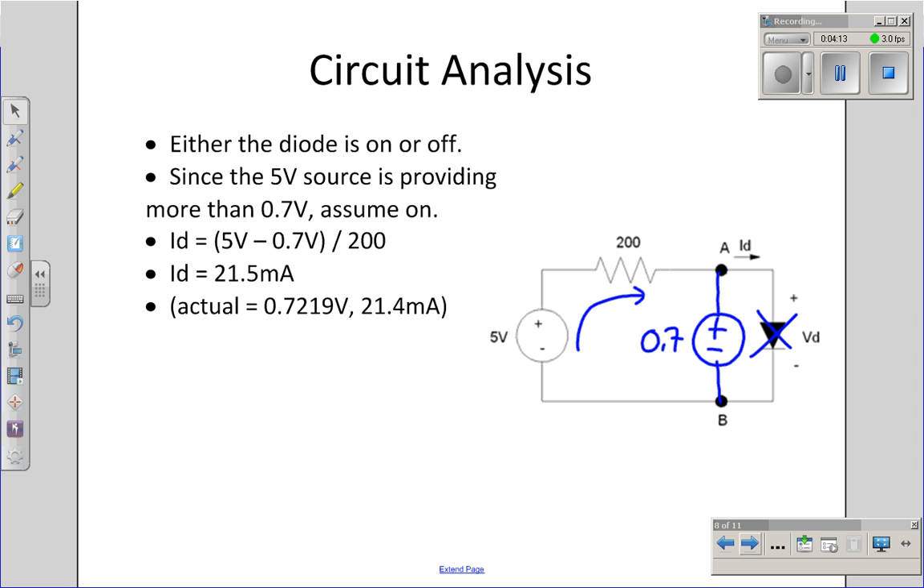I can now analyze the circuit. The current through the 200 ohm resistor will be 5 volts on one side, 0.7 volts on the other side. Current is 5 volts minus 0.7 volts over 200 ohms. The current will be 21.5 milliamps. And the voltage will, of course, be 0.7 volts. That, of course, is approximate. The actual answer is 0.7219 volts, 21.4 milliamps if you solve the nonlinear equations. As you can see, the approximation model isn't that far off. I can usually use the approximation that the voltage drop for a silicon diode is 0.7 and be reasonably accurate.